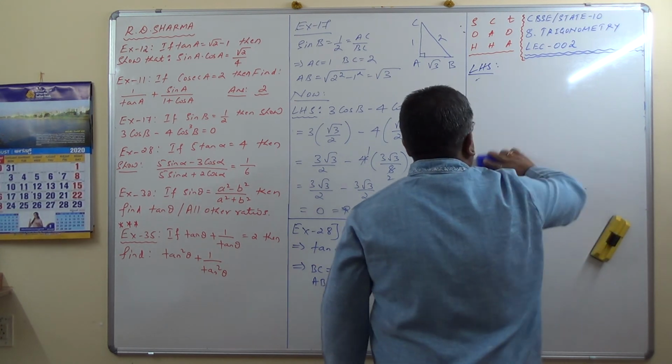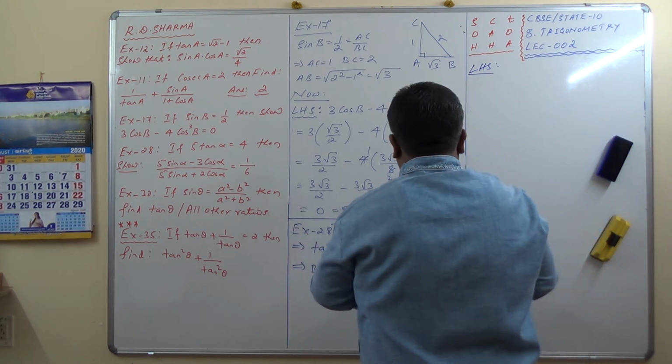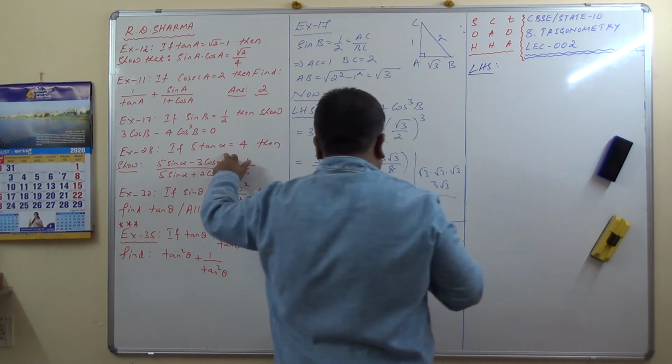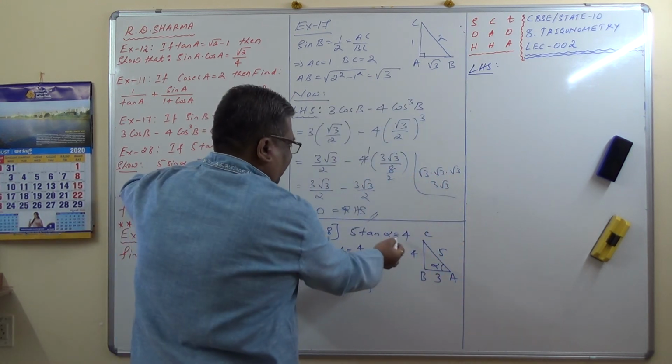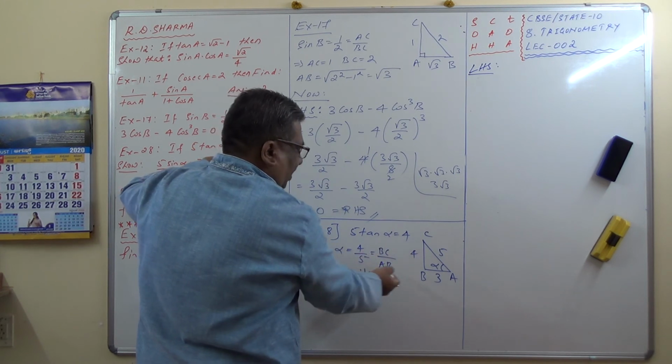Sometimes it happens. Left hand side, 5 tan alpha equals 4. Is it correct or not? Let's check. 5 tan alpha equals 4, so tan alpha equals 4 by 5.